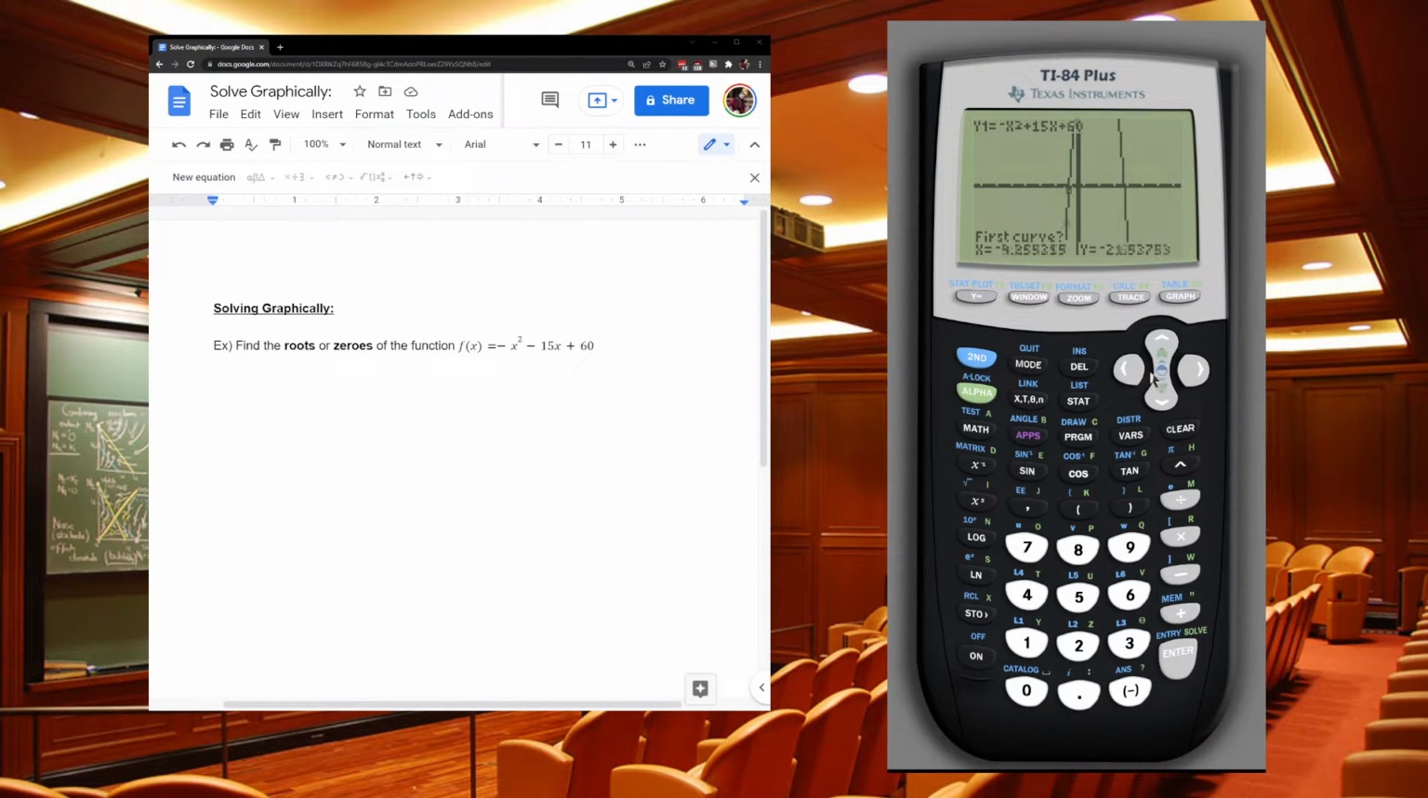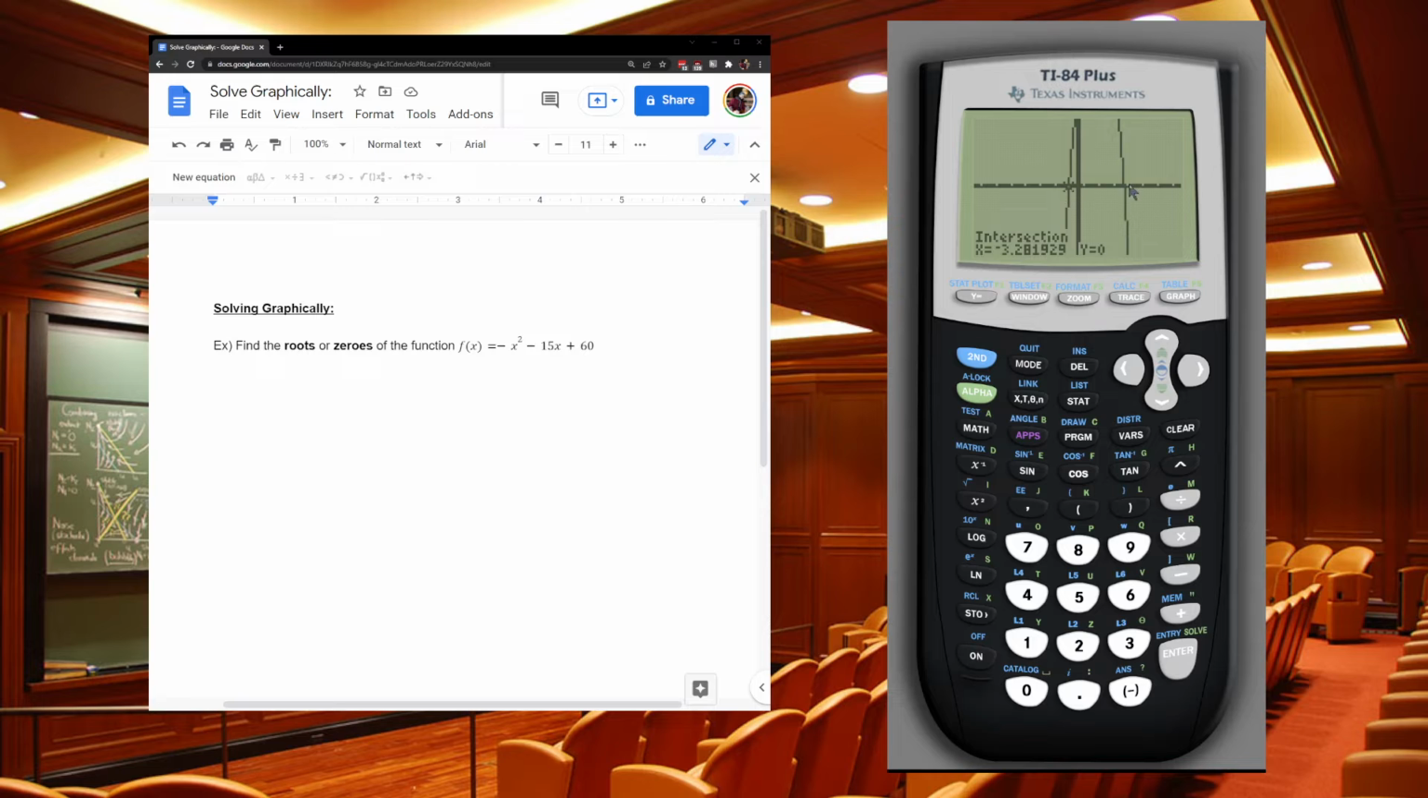We'll say, okay, yes, this is our first curve. This is my parabola. And then what's your second curve? Yeah, y2 equals 0 is my second curve. So hit enter again. It says, what's your guess? Well, we might move our cursor close to where we think it is, but you don't have to be that close. It'll show us, okay, your intersection is at negative 3.2819 for x. This is the x value that drives this function to 0.